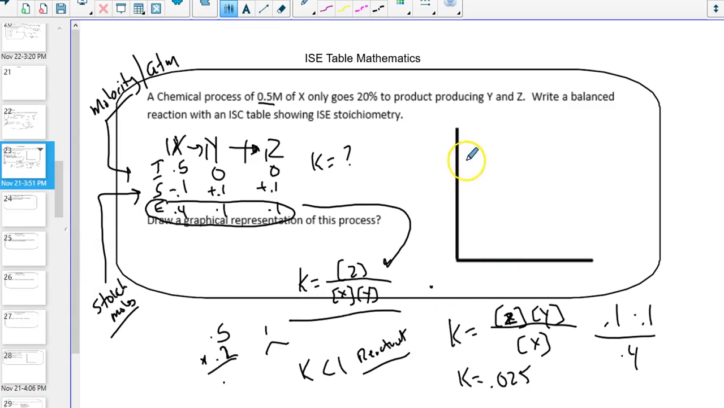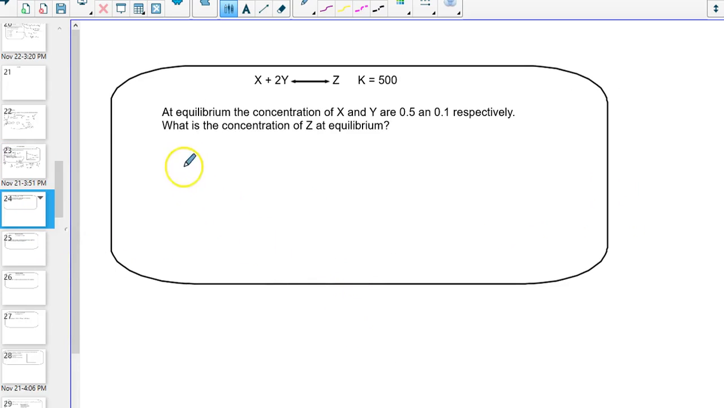So let's draw it all out. I've got X here, and then it's going to be reducing down. Again, it's reducing at the same rate that I'm gaining Y and Z. Right there, Y and Z and X. Alright, next. At equilibrium, the concentration of X and Y are 0.5. I have a new reaction here, and I'm going to write it out, and we'll start running an ice table.